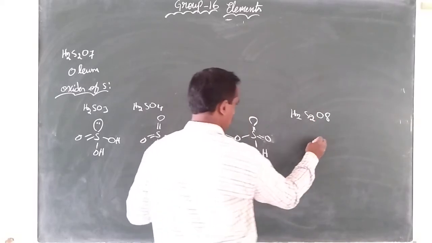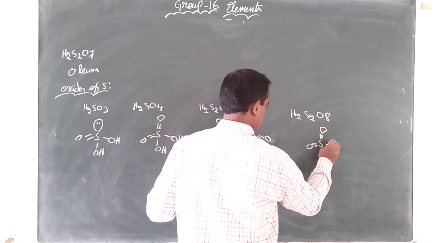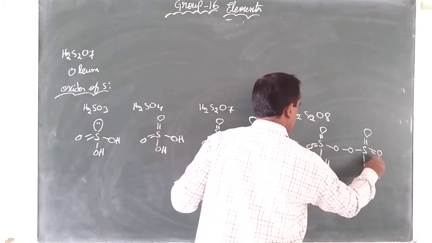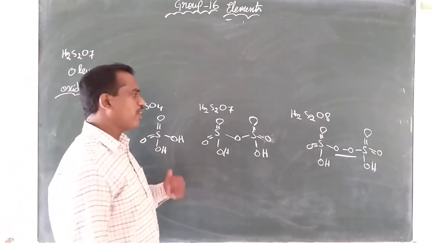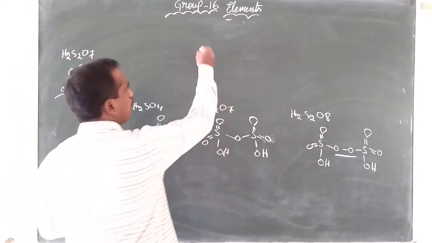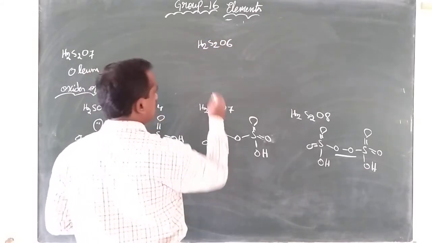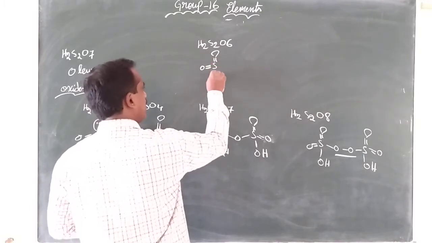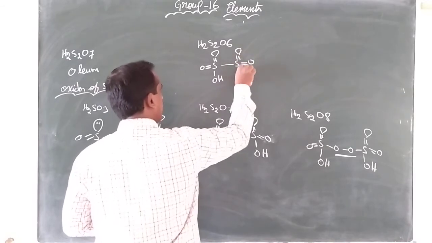H2S2O8, they will have a peroxy linkage. What linkage do they have, children? They will have a peroxy linkage. For example, if you see here H2S2O6, between the sulfur atoms it will not have any oxygen linkages. Both sulfurs will be bonded directly.